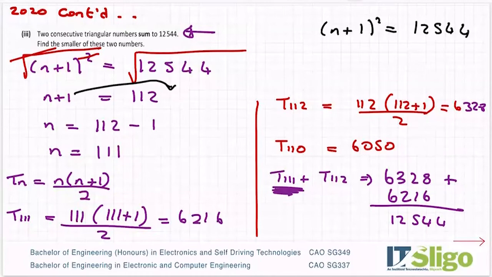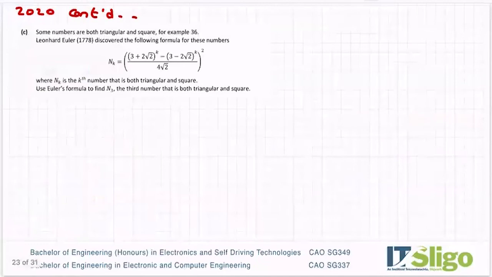Okay, sorry, I messed up my checking part rather than anything else. Normally this work I would do on a calculator as opposed to write it down in my exam paper, but you can do either. So that's your answer there, 6216. All right, part C.